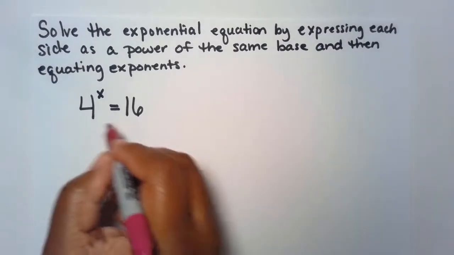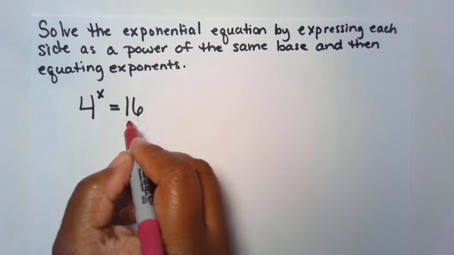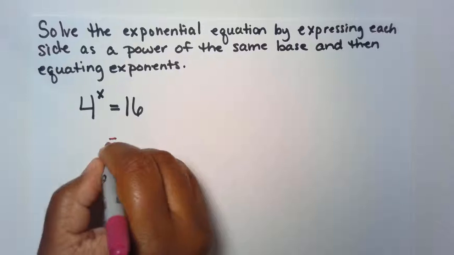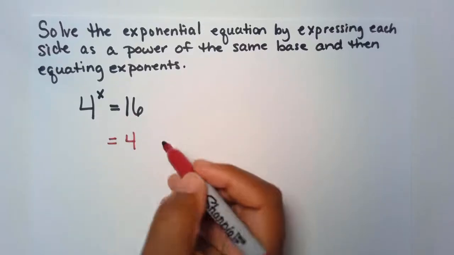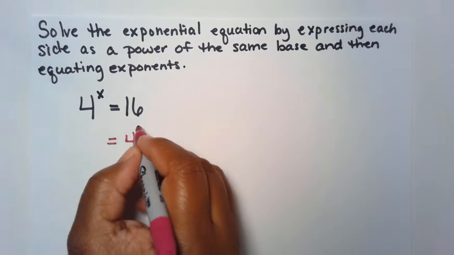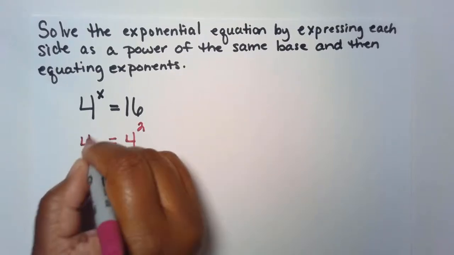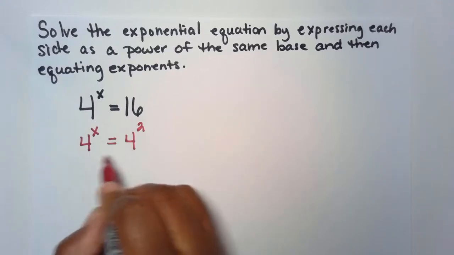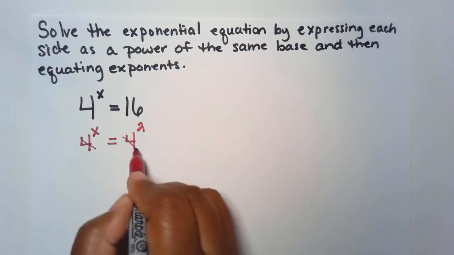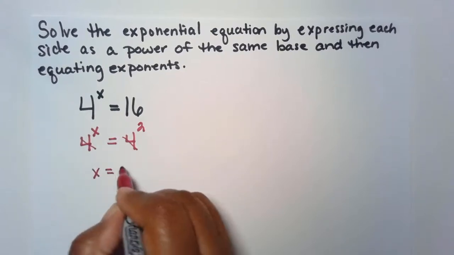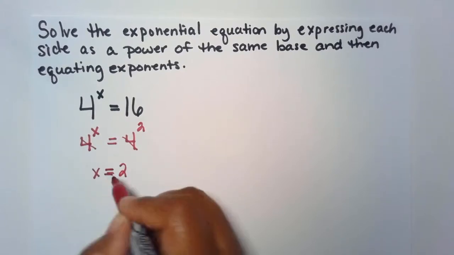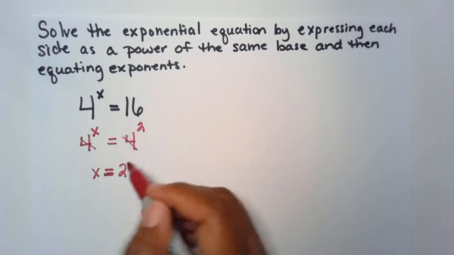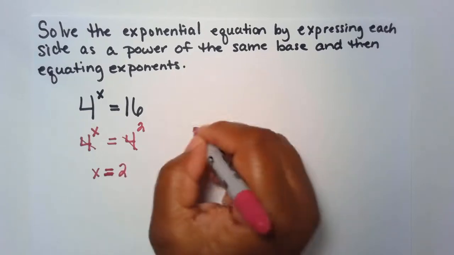So if we keep the base of 4, that means we're going to convert this base 16 to a base of 4. So we're saying here 4 to what power would give us 16? That will be 2. So what this rule states is once you come up with a common base, we can drop the base and then our focus will be on the exponents, and then we're able to find out what is the actual x. So x is 2.